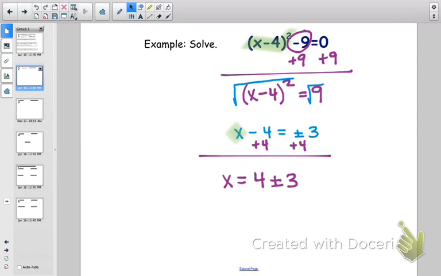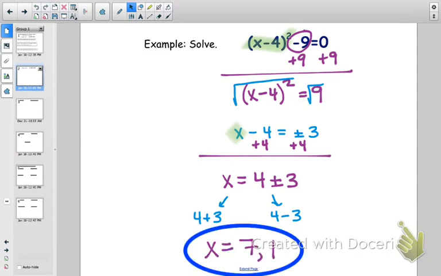So because 3 is a number we can definitely add and subtract, we're going to find the actual value. So this is really 4 plus 3 and 4 minus 3. So we treat it as a plus first, then treat it as a minus, and we can get the 2 solutions. 4 plus 3 is 7, 4 minus 3 is 1.